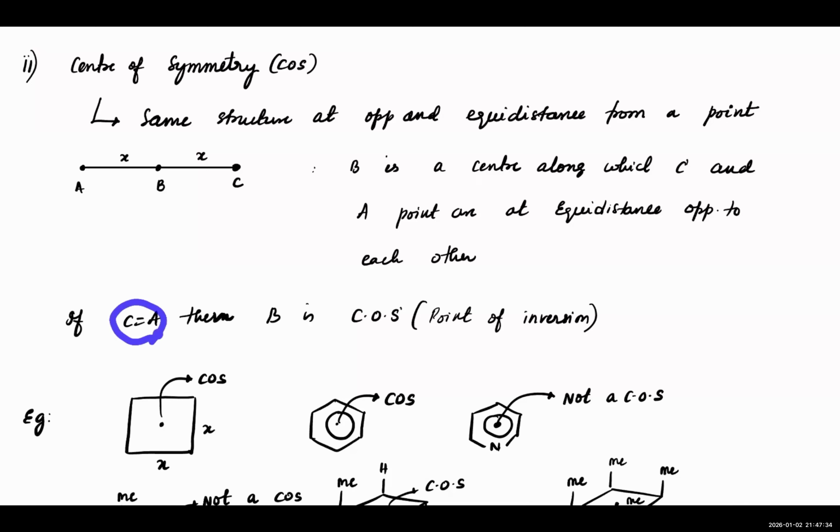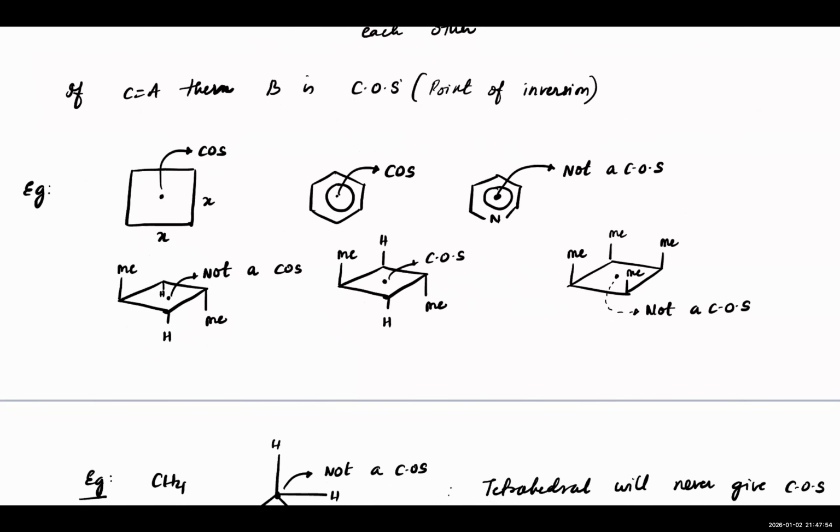Now, if C is equal to A, then B is center of symmetry. Okay. Which is also called point of inversion. Another term used is point of inversion. See, if you have a square, for instance, in the case of square, the center point, the centroid, is always going to be the center of symmetry, because if you go this direction at some y distance, this direction in y distance, you will get the same type of molecule or whatever the feature that is present here. The same logic, if you go this side or this side, you'll get the same thing here as well. Got it? So that will become center of symmetry.